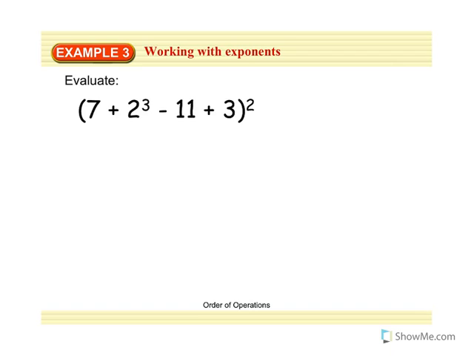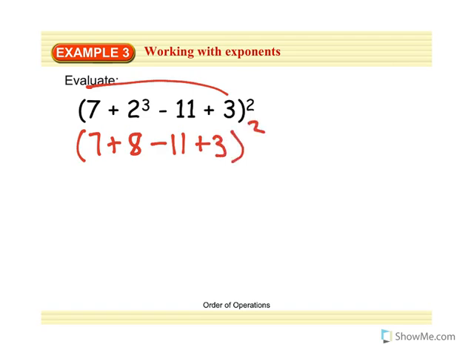All right, so let's think about this one. What is being squared? The entire value of the expression. So the final power of 2 out there, we're not going to do that until the very, very, very end. So I'm working within my parentheses here. I see some addition, subtraction. Clearly my exponent comes first. So now I've got 7 plus 8 minus 11 plus 3. And that whole thing is being squared.